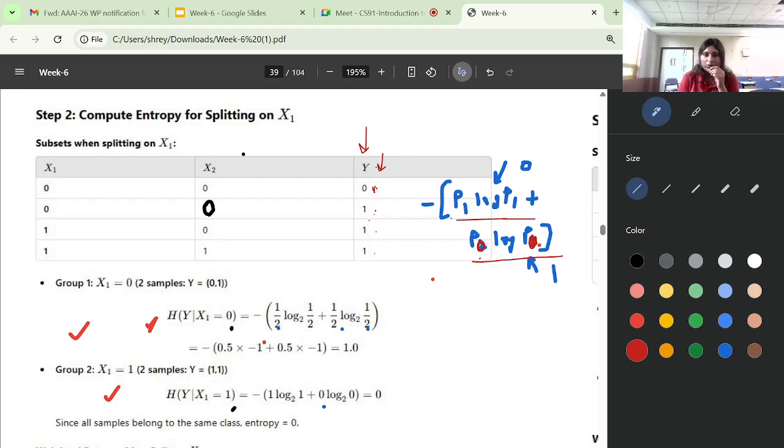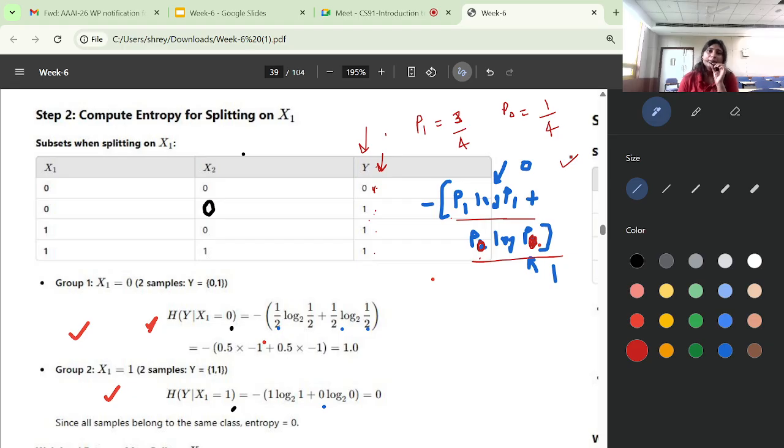So you know that in this attribute, P1 is equal to and P0 is equal to. Just let me know the values for the Y attribute only. What is the value of P1 and P0 in this Y attribute? 3 by 4 and 1 by 4. Good, very good. Now this was your first step, which you have already done.